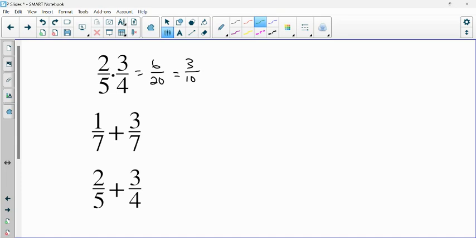So cross reduce is where I say, look diagonally. There's nothing that divides into 3 and 5, but 2 and 4. 2 goes into 2 1 time. 2 goes into 4 2 times, and then I could do 1/3. 1 times 3 is 3. 5 times 2 is 10, and then it's already reduced. So you can cross reduce if you want to.